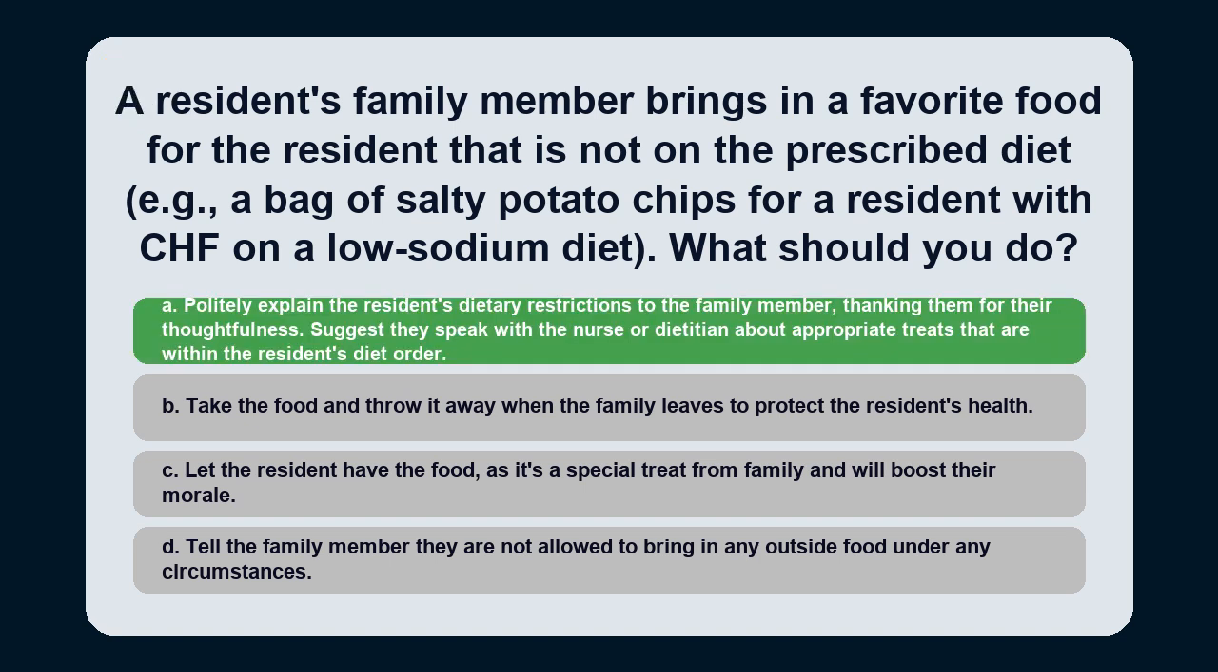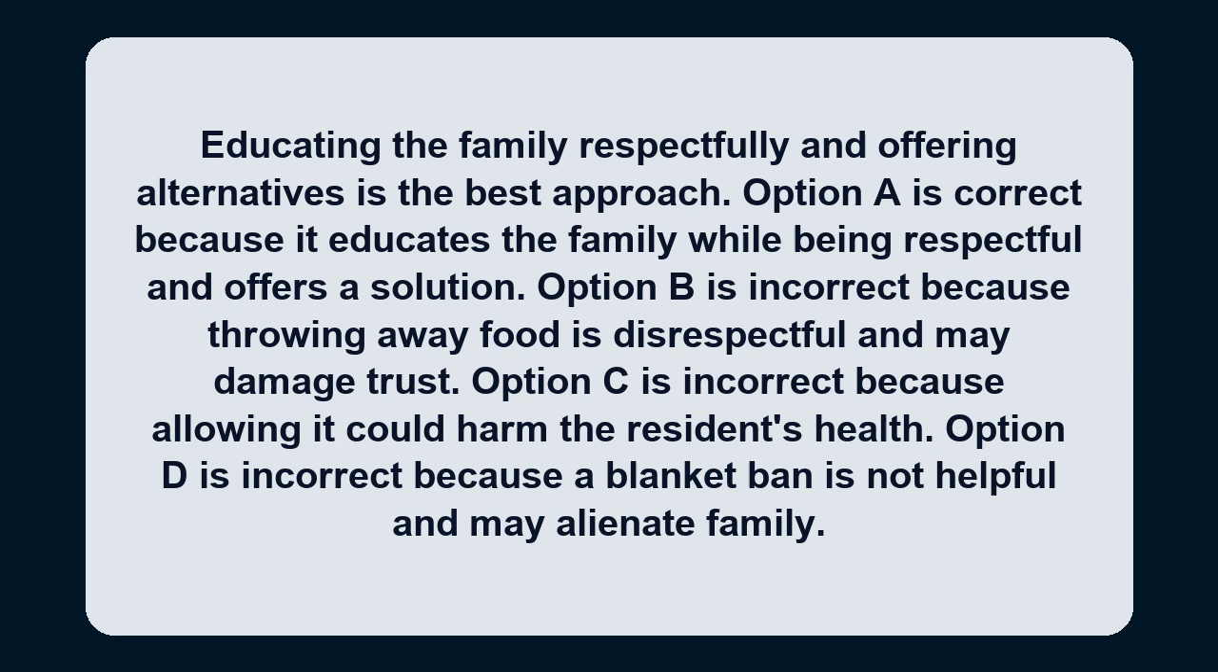The answer is A. Educating the family respectfully and offering alternatives is the best approach. Option A is correct because it educates the family while being respectful and offers a solution. Option B is incorrect because throwing away food is disrespectful and may damage trust. Option C is incorrect because allowing it could harm the resident's health. Option D is incorrect because a blanket ban is not helpful and may alienate family.